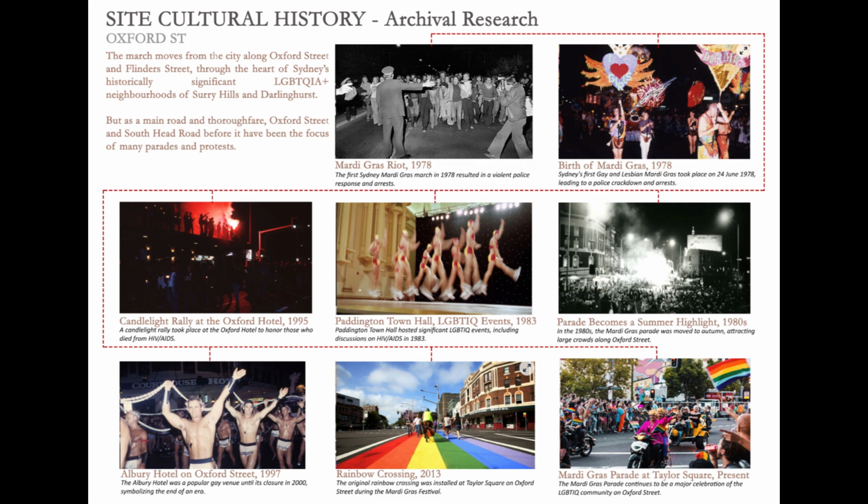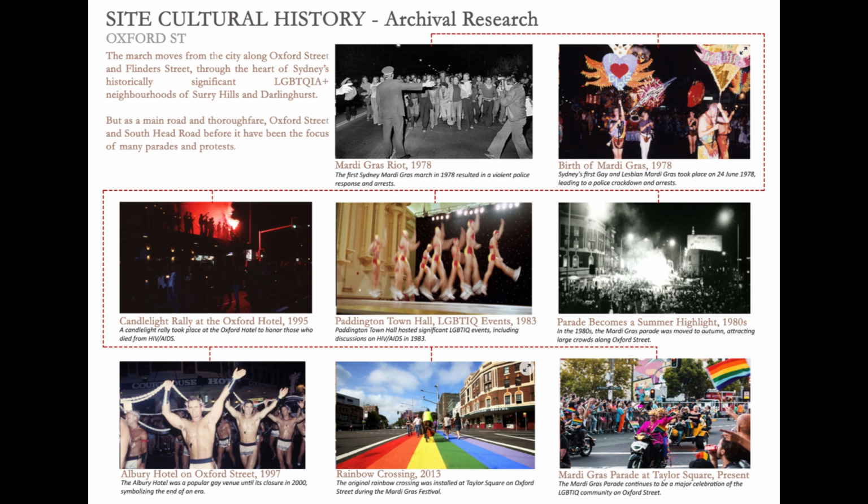The timeline of cultural history showcases events in the history of Sydney revolving around the Oxford Street area. In 1978, the inaugural Mardi Gras march led to a clash with the police and subsequent arrests that became a defining moment for the community members.